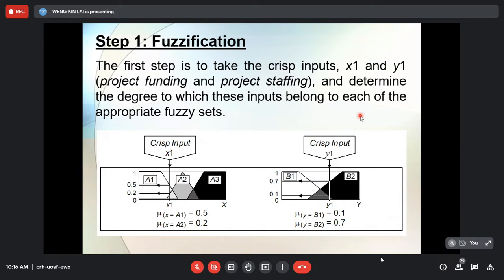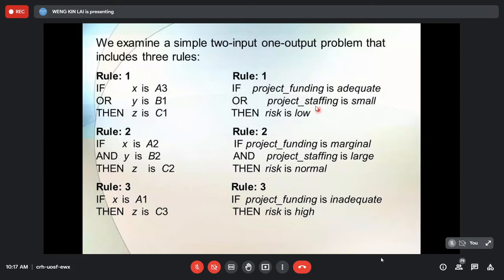And then you assign the names to your inputs, which are crisp inputs, X1, Y1. Then you determine the degree to which this input belongs to each of the appropriate fuzzy sets, or basically your membership fuzzy sets. So in this case, for project funding, we have adequate, sufficient, cukup, marginal, boleh tahan, and the last one is inadequate, tak cukup.